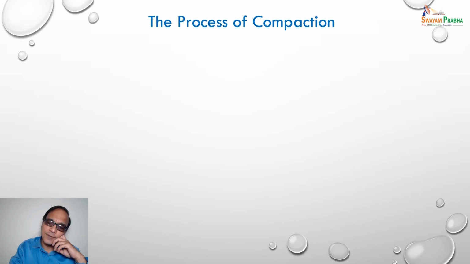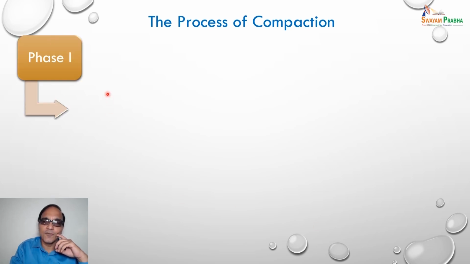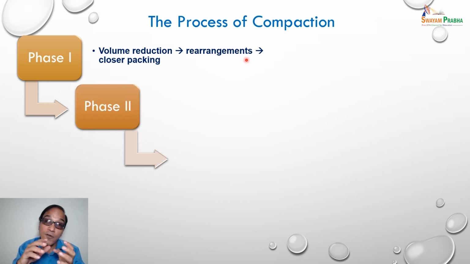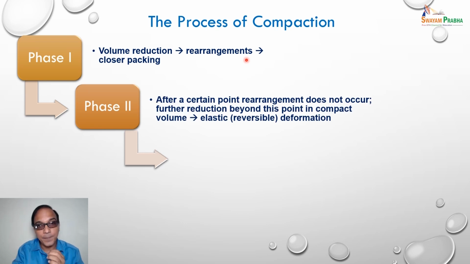Now, the process of compaction we are dealing with, first is phase 1. What is phase 1? Volume reduction occurs, then rearrangement of particles occurs due to volume reduction, and they come closer into closer packing. Then in phase 2, what is happening? After a certain point, rearrangement does not occur, and further reduction in compact volume beyond this point leads to elastic, meaning reversible, deformation.